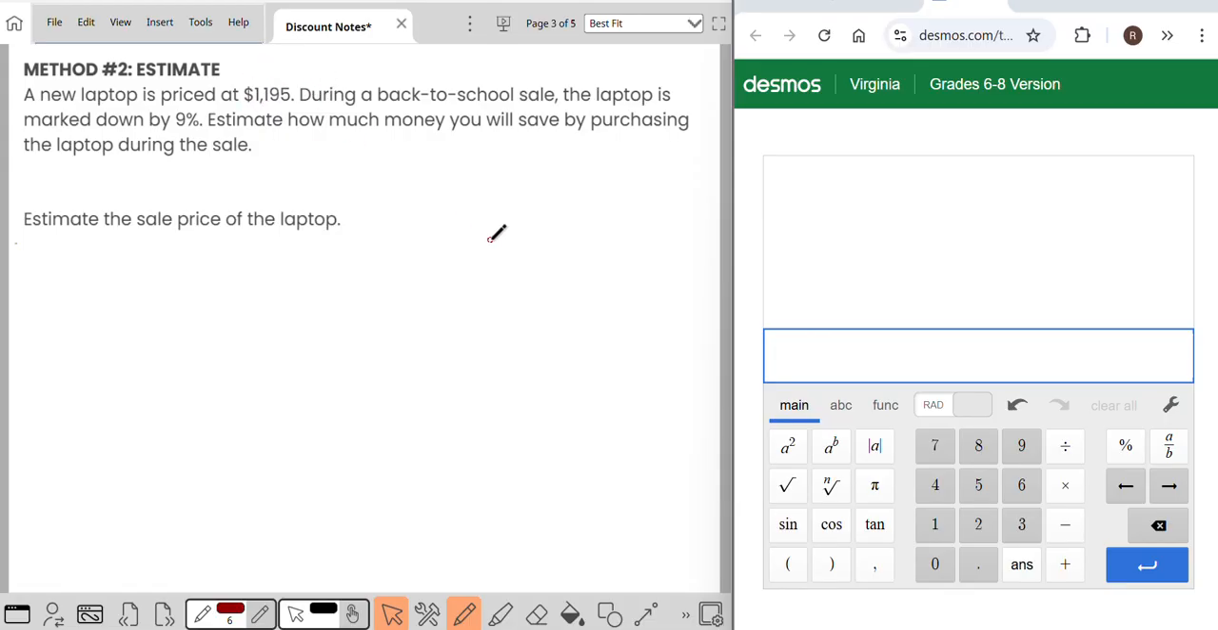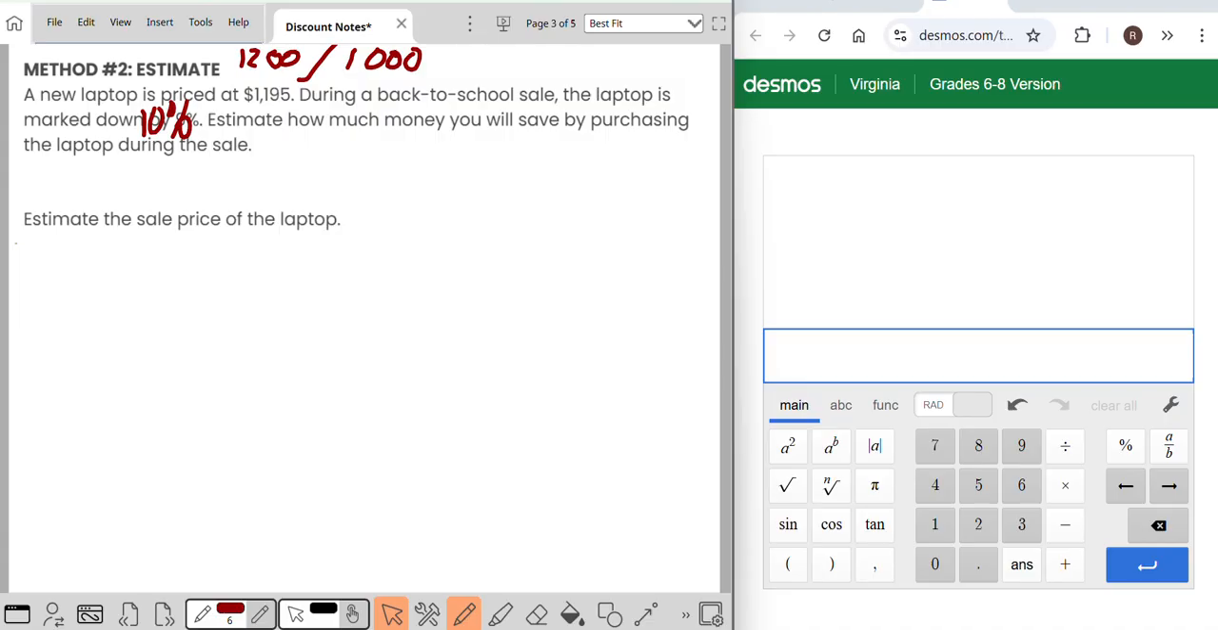There are 2 ways that we can estimate that price. First of all, we could estimate it to the nearest 100, which means that would be 1,200. Or if we wanted to estimate to the nearest thousand, we would estimate 1195 to 1,000. So that's two different options there that we're going to look at. Now, to be marked down by 9%, you're going to call that 10% because that's what it's closest to. So we're going to estimate 10%.